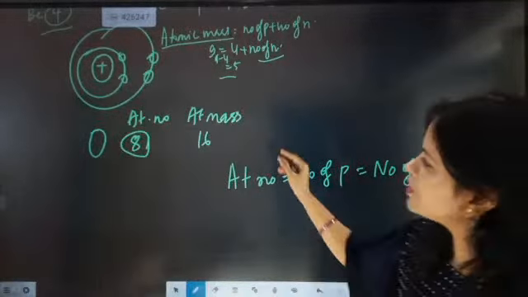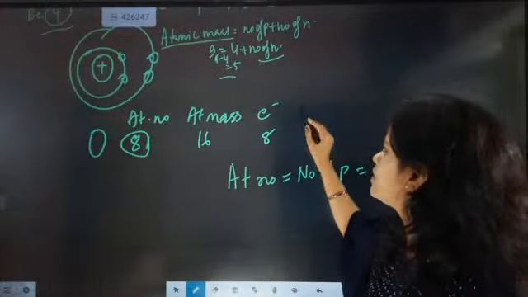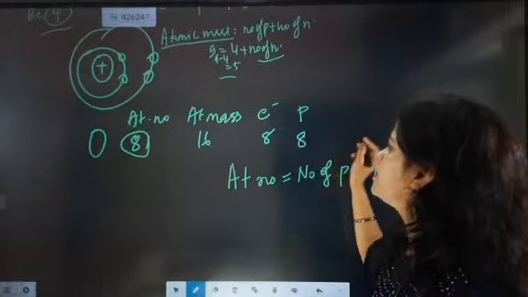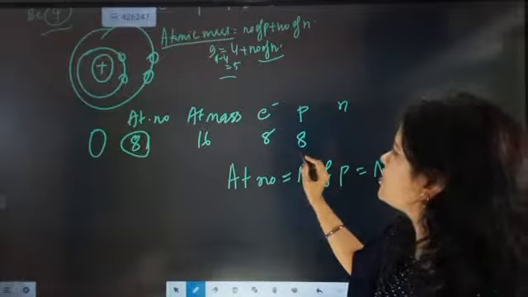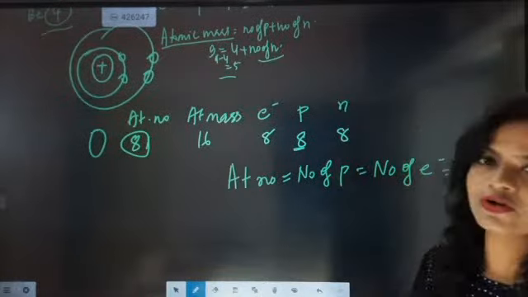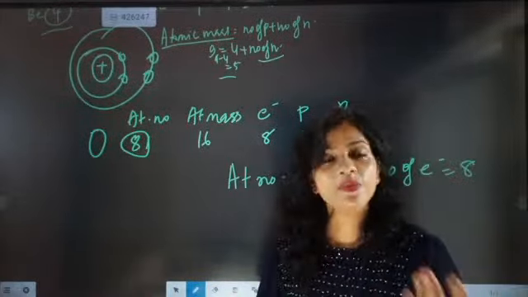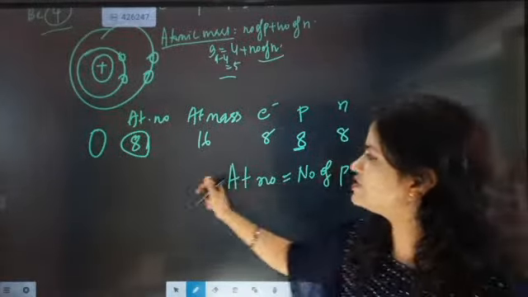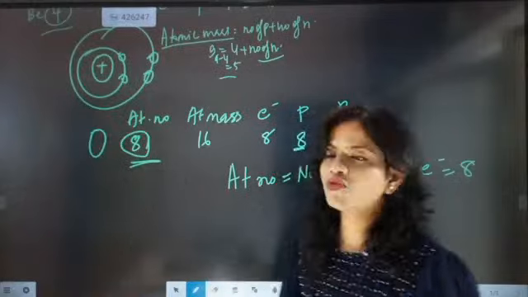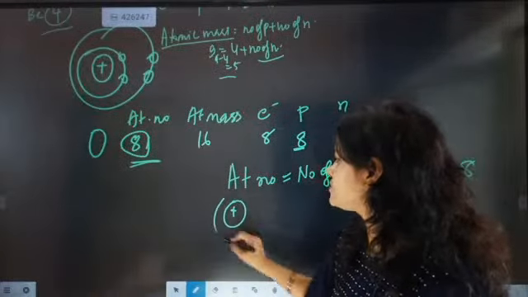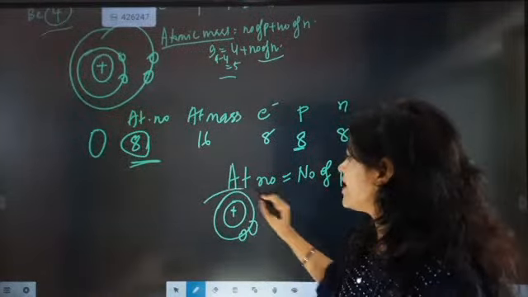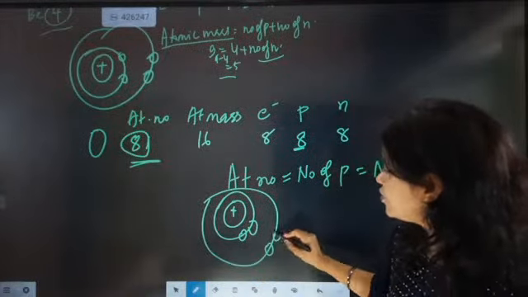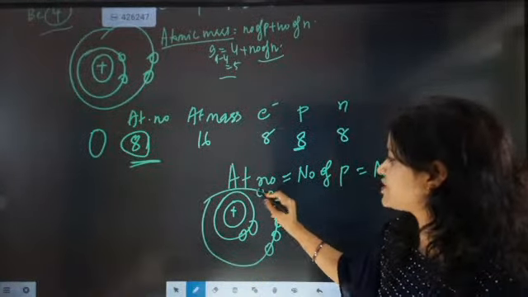So now what are we going to write? Electron number 8, proton number 8, and the neutron number will also come: number of protons plus number of neutrons. So 8 will come, but what will the valency be? According to the valency rule, 2, 8 is there. So the first orbit will have 2 electrons, and the second orbit will have 1, 2, 3, 4, 5, 6.